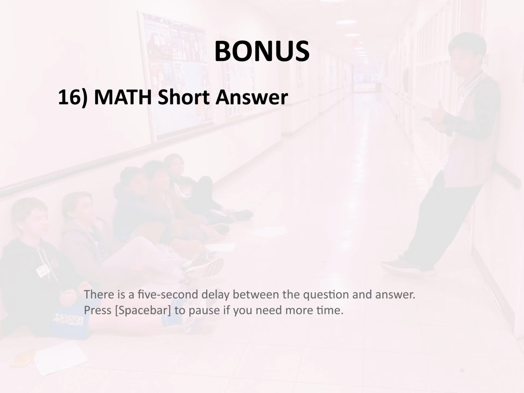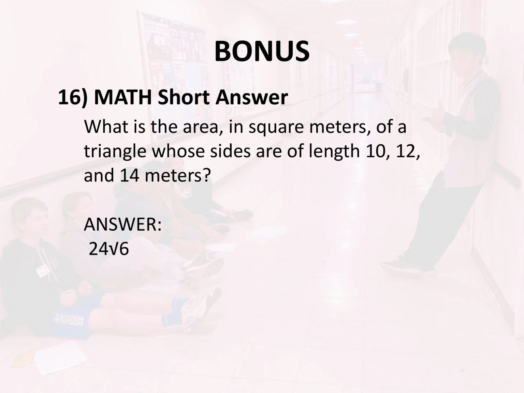Bonus 16. Math. Short answer. What is the area, in square meters, of a triangle whose sides are of length 10, 12, and 14 meters? Answer: 24 times the square root of 6.